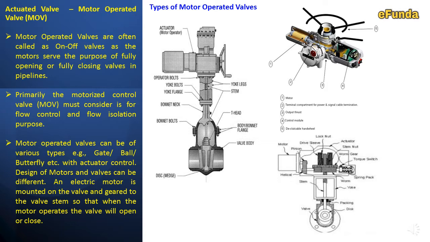Types of motor operated valve. Before moving to that, one can see the parts of a motor operated valve in the given figure. You can see the entire body assembly, motor and then actuator motor operated. In another picture, one can see the inside parts of the electric motor operated actuated valve.